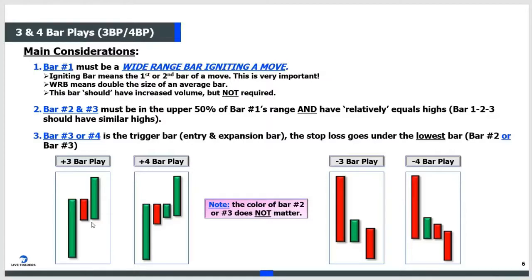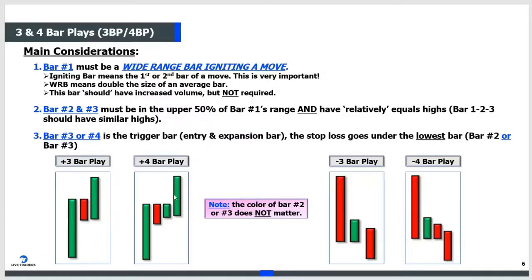The question I've been getting frequently is, when do you get in? You get in the nanosecond that bar number 3 breaks the high of bar 1 and 2. As soon as bar 3 breaks the high of bar 1 and 2, you enter the stock and you place your stop loss down here below bar number 2. That's it.